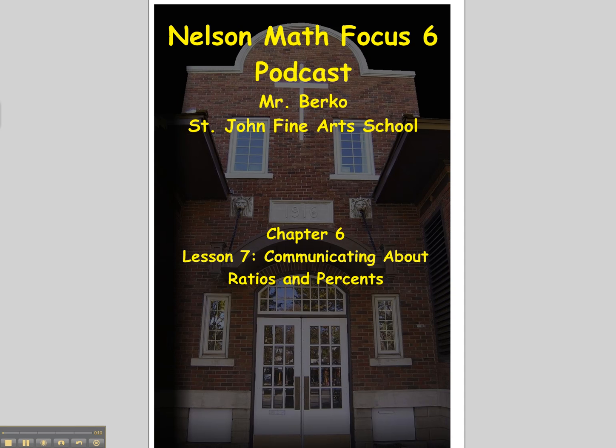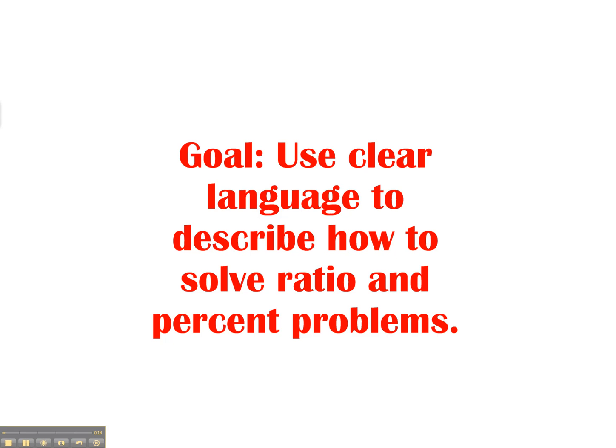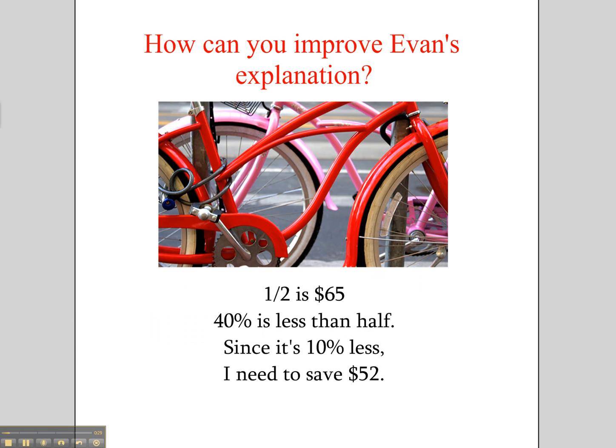This is Chapter 6, Lesson 7, Communicating About Ratios and Percents. It's our last video for Chapter 6, and let's get started. Our goal today is to use clear language to describe how to solve ratio and percent problems. You might remember doing this in other chapters, where they give us a problem and an answer from a character in the textbook, and we have to elaborate on their answer. Well, that's exactly what we're going to do today.